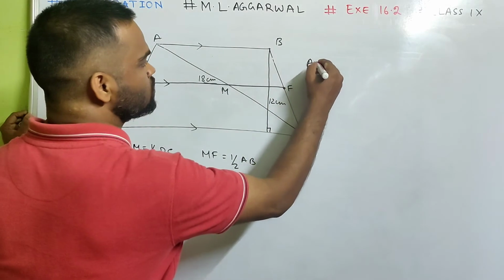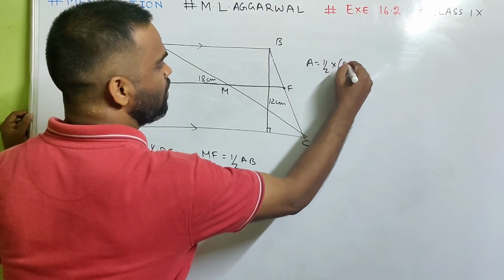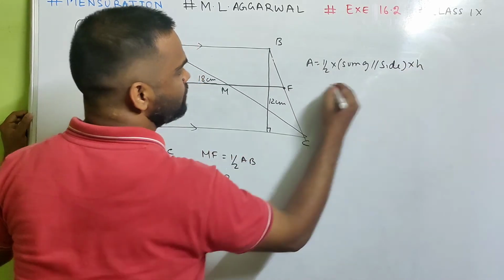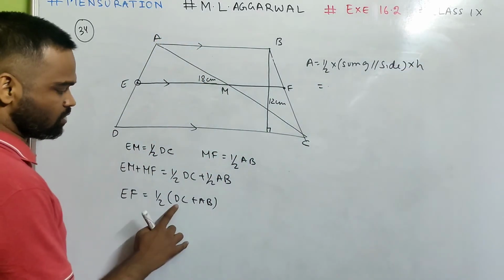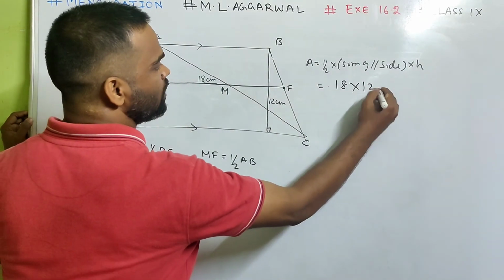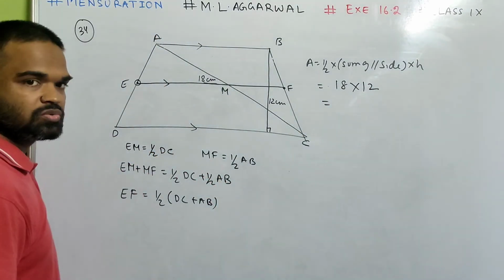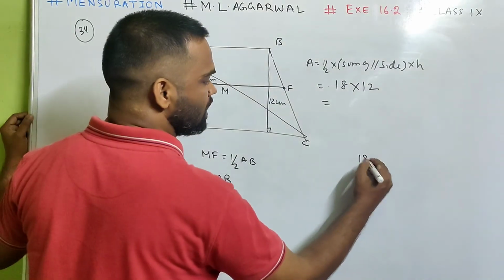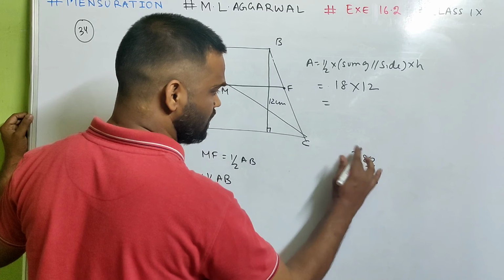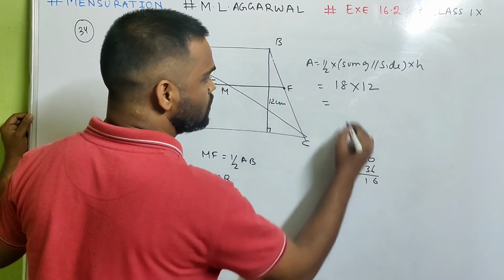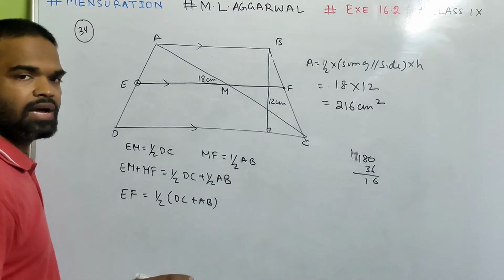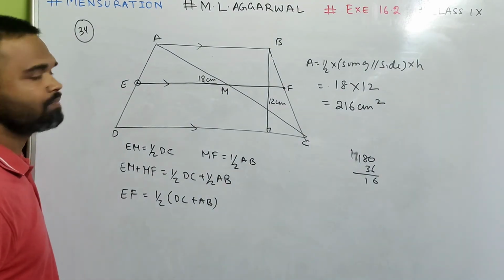Now area is what? Half the sum of parallel sides into height. Now look carefully. Half into sum of parallel sides is EF and EF is 18. Height is 12. Just multiply these two. So 180 plus 36. That's how much? 216 centimeter square. Done. Very easy.